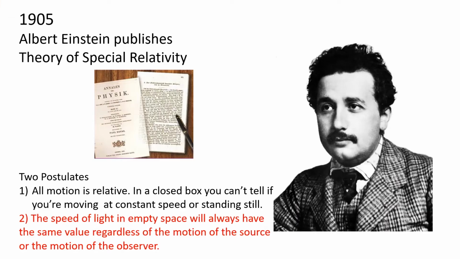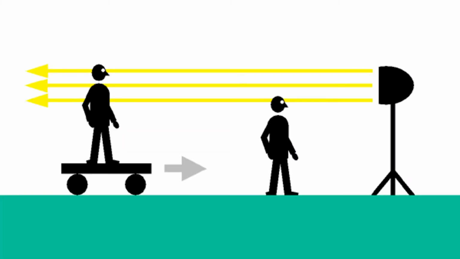The second postulate, the speed of light in empty space will always have the same value regardless of the motion of the source or the motion of the observer. That was proven by Michelson and Morley. In other words, it doesn't matter if you're moving or not. Relative to you, the light will always be moving at the same speed. So even though the man on the left is moving, he's going to measure the light at the same speed as the man standing still on the right.